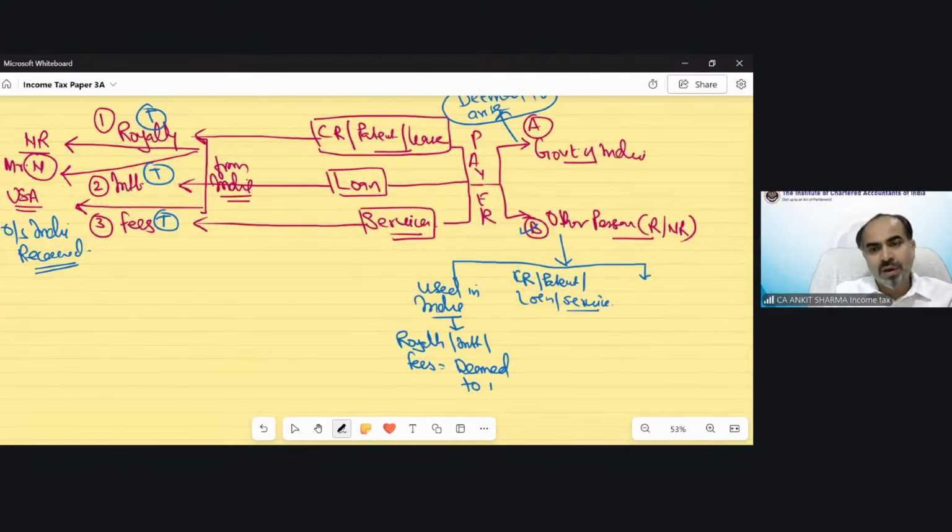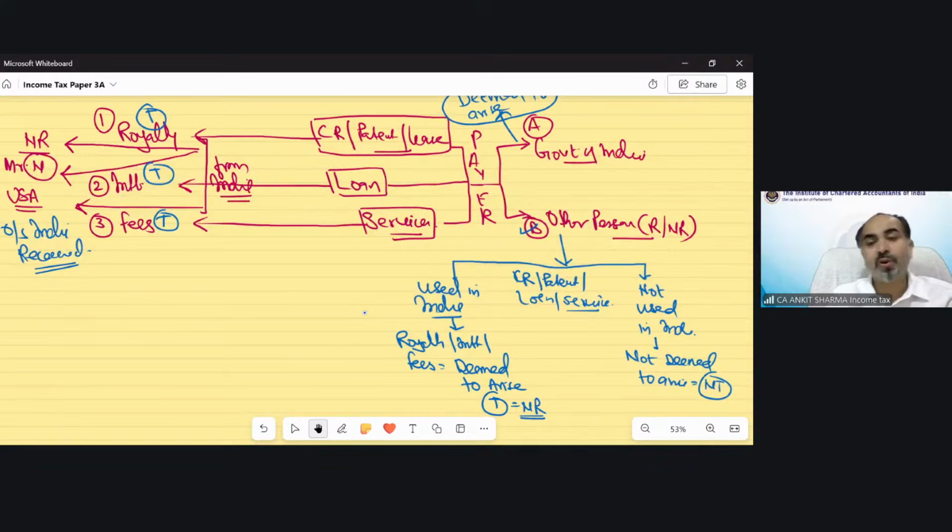And if it is deemed to arise, that means that is going to be taxed in the hands of non-resident Mr. N. If it is not used in India, in that situation, that is not going to be treated as deemed to arise. So that would be non-taxable in the hands of non-resident.